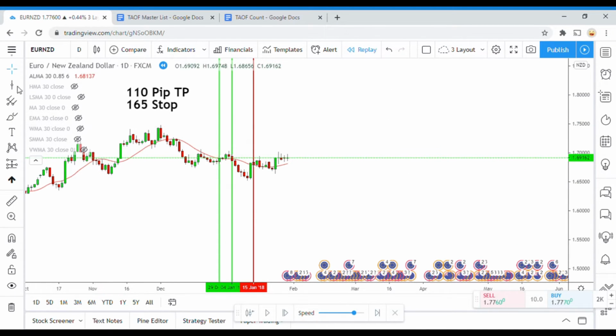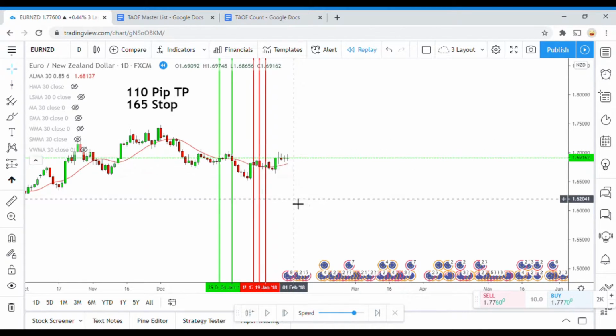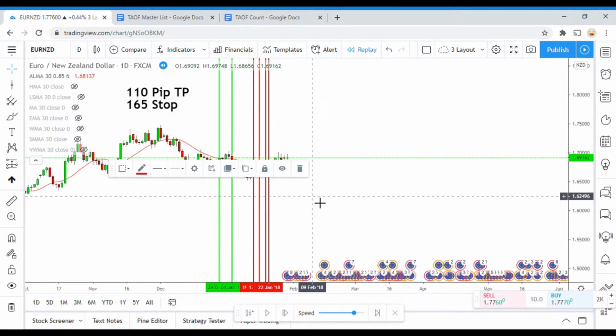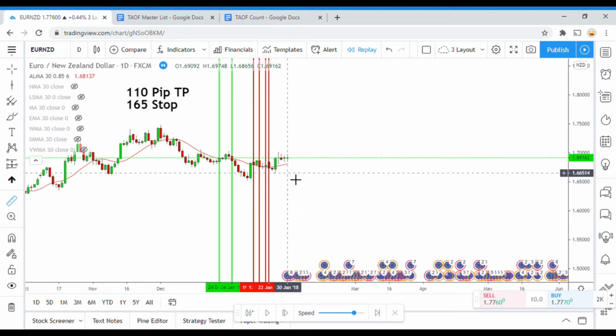And it came down, it broke below here, before moving right back up above there, right down below here, which I highly doubt hit the target. Let's see. Nope, sure did not.